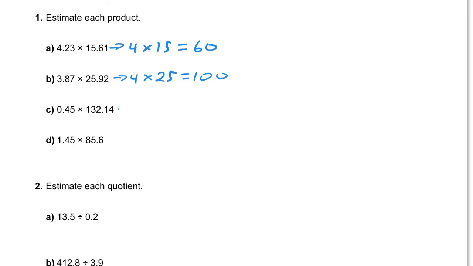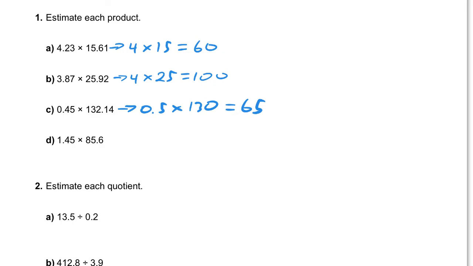Next, we've got 0.45. I'm going to change that to 0.5 because that's a benchmark decimal. That's a half, right? Half of 132. And so let's make it a half of 130 instead. So we've got half of 130. Half of 120 is 60. And then half of 140 would be 70, so 130 would be 65.